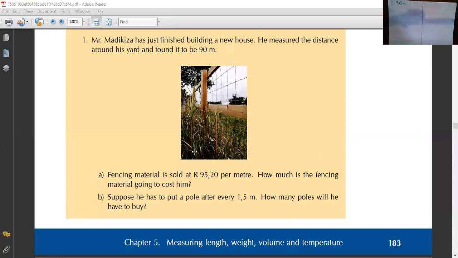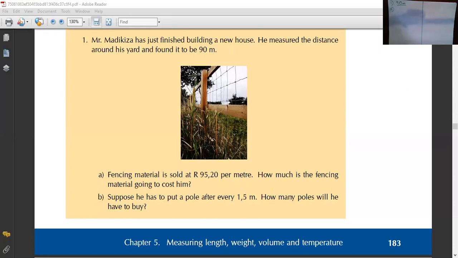Sorry for that. We are told that the perimeter to be covered with the fence is 90 meters. That is what we need. So I have just written that down. I have 90 meters. That's the information I have. Let's move on to question number 1A. The question says, fencing material is sold at 95.20 rands per meter. How much is the fencing material going to cost him? This is our question.